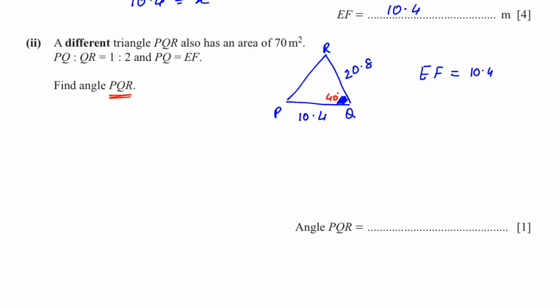When you have sine, there are two cases. They are called ambiguous cases. If you have one answer as sine 40, the other will be 140. We do 180 minus 40. So PQR is 140.